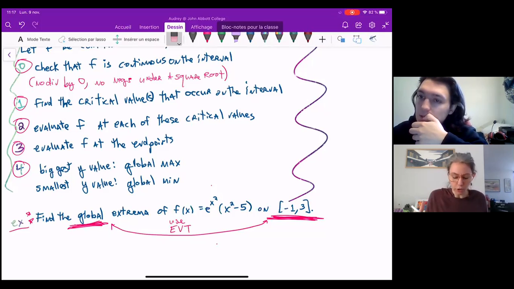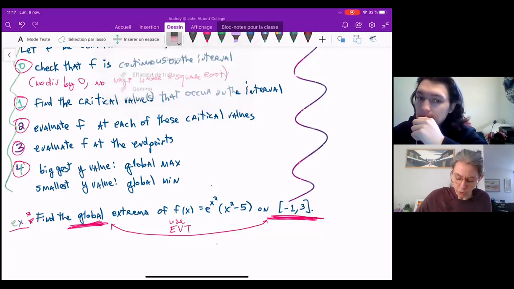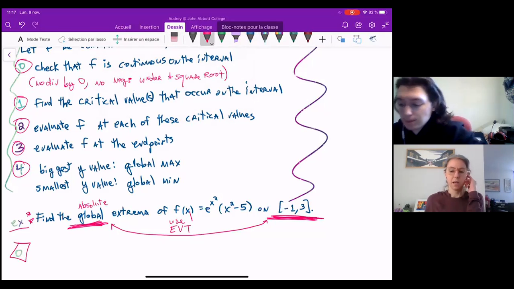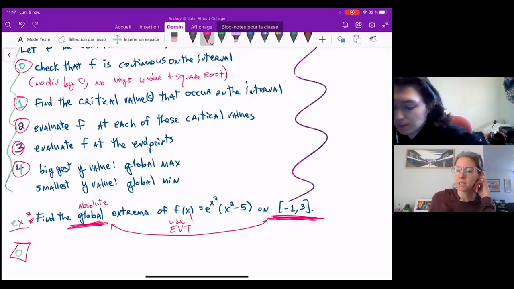Use the things in the question to determine which method we should be using. So that closed interval and the word global or absolute here are an important part of this question. So then we're looking at step 0. Is there any possible division by 0 or negatives under a square root here?